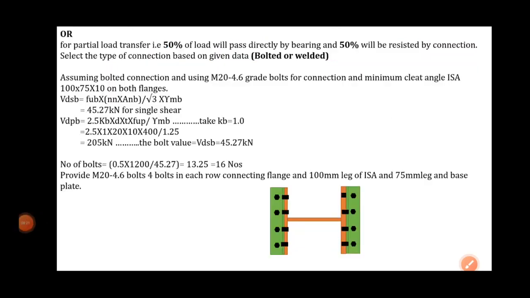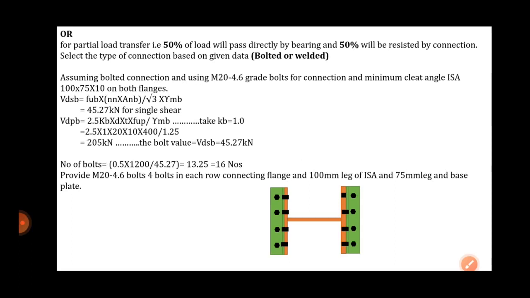Now we have to design the connection for the base plate. So here we assume that the partial load transfer, that is 50%, will be passed directly by the bearing and 50% will be resisted by the connection. The connection may be a bolted connection or a welded connection. As there is nothing mentioned regarding the connection, we may design the bolted connection or welded connection. So in the numerical, I have decided to design it by the bolted connection.